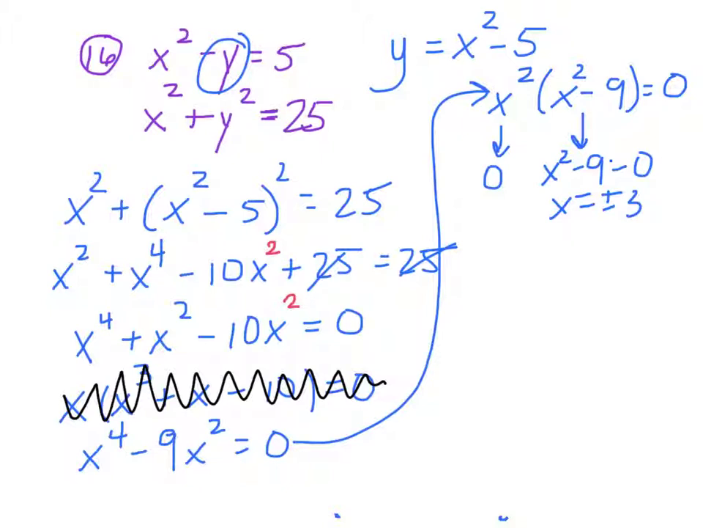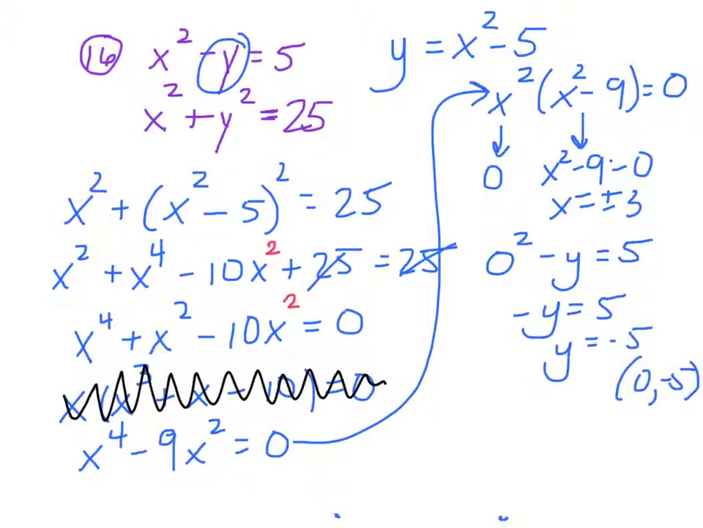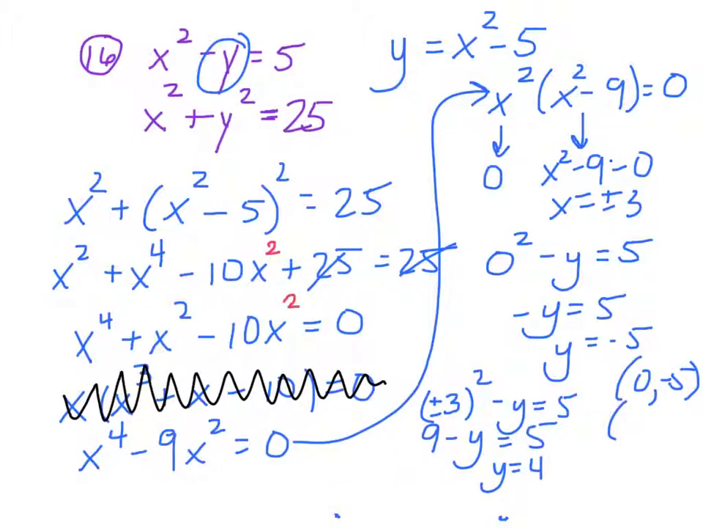All right, so if I plug in a 0 for x in x squared minus y equals 5, so negative y equals 5 or y equals negative 5. So 0, negative 5, one solution. Plug in 3, and it doesn't matter whether it's plus or minus 3, and we square it. Minus y equals 5, that's 9, minus y equals 5, that makes y equal to 4. So that's 2 different ordered pairs. That's 3, 4, and it's negative 3, 4. So there's your 3 ordered pair solutions for number 16.